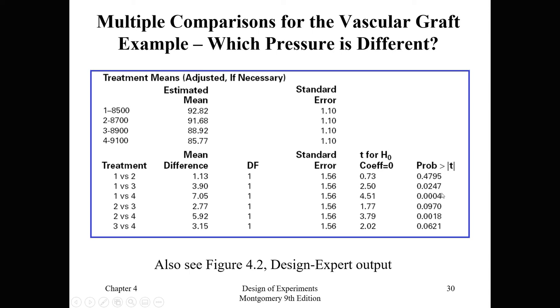1 versus 4, very statistically significantly different. Looks like 1 is going to be higher than 4. 2 versus 3 doesn't appear to be statistically significantly different. 2 versus 4 does appear, so it looks like 4 is just way lower than these other ones. Everything in comparison to 4 seems bigger, except for 3. 3 and 4 looks like 3 is not statistically significantly different than 4.